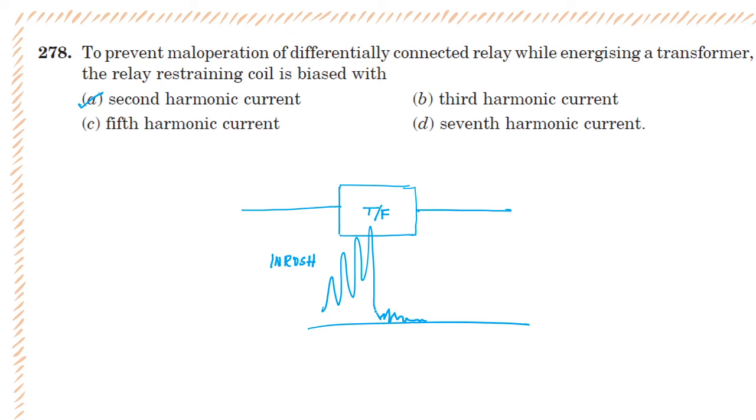So if I have a relay restraining coil, RRC, in the differential protection scheme, and I bias that relay restraining coil with second harmonic current, I can ignore the inrush current in the protection scheme. Whenever the inrush current appears at the input terminal of the transformer protection system, these second harmonic currents are ignored by the differential protection system, and it will consider them as normal currents. Now I can prevent the maloperation of the differential protection system. So I have to bias with whatever harmonic the inrush current has, and that is the second harmonic current. Option A is the correct answer.